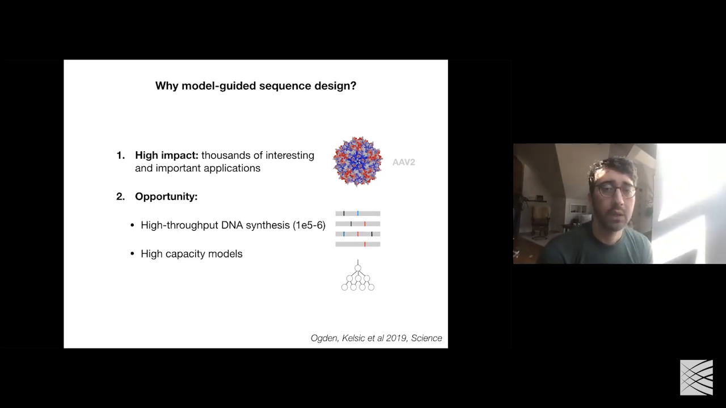And the other aspect of it is, well, there's been a lot of progress on machine learning models, and we can learn very complex functions using these high capacity models without much domain knowledge or feature engineering or stuff like that. So these two have basically come together at the right time to try to attempt this.